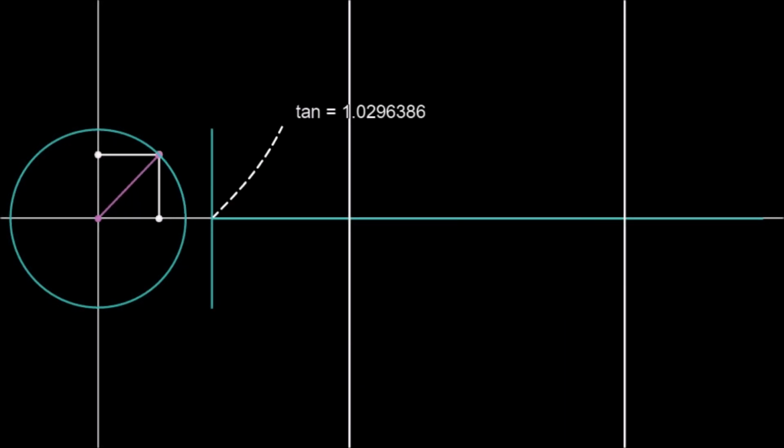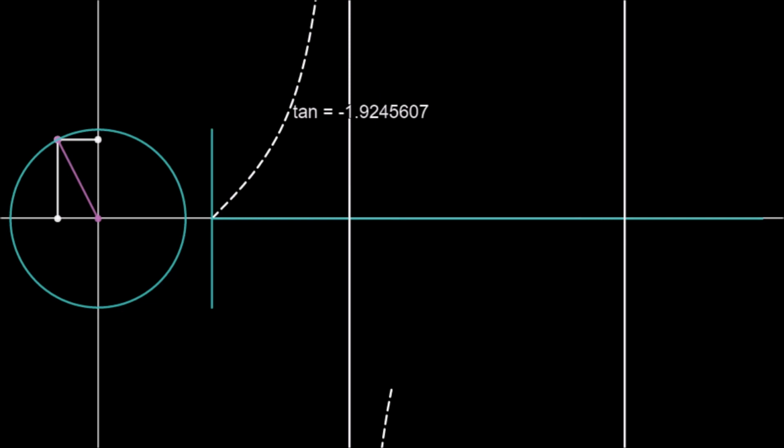The tan function is given by the ratio of the y divided by the x. Now in the first quadrant the y is positive and the x is positive, so you've got a positive divided by a positive, which is just a positive number, and you can see here that the value for our tan here is positive 1.0296.